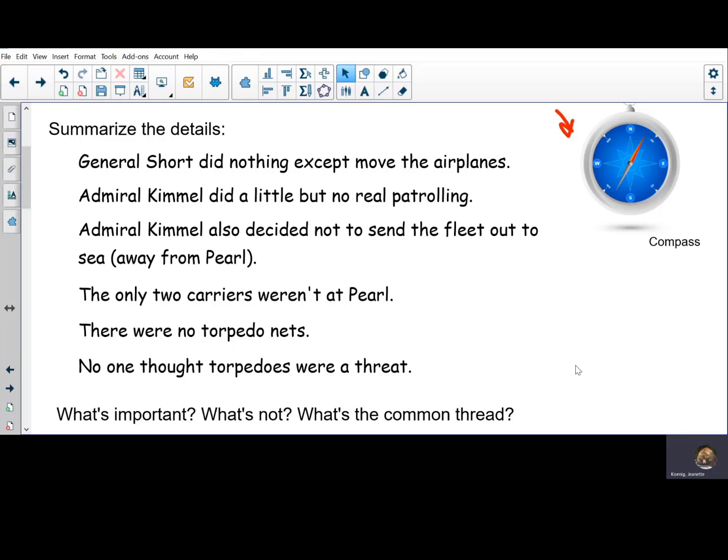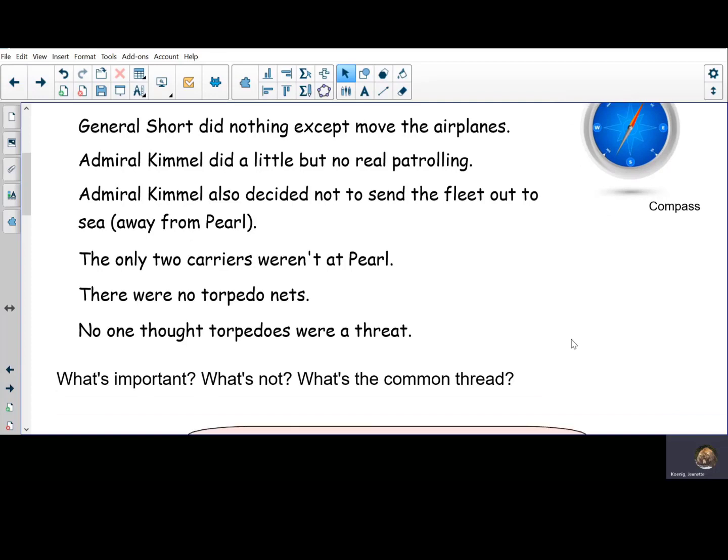The torpedo nets is a little bit chicken and egg. I mean, there were no nets because nobody had been attacked by torpedoes, right. So is the no nets the point, and no one thought torpedoes were a threat is the support to no nets, or is no torpedoes are a threat the point, and no torpedo nets is support to that? That's true, but this passage is talking about the lack of protection, the things that they didn't do, and they didn't have the nets either. Why? Because no one thought they were needed.